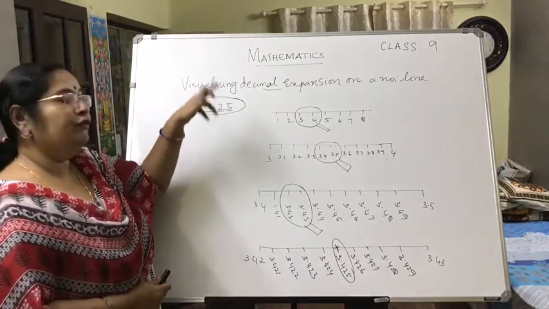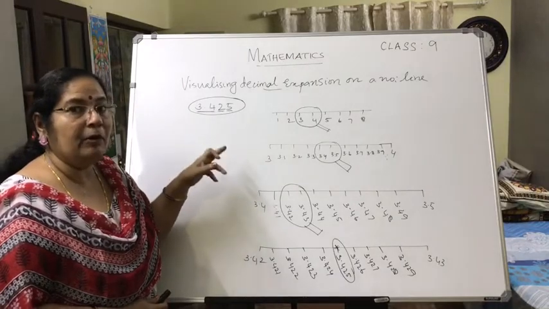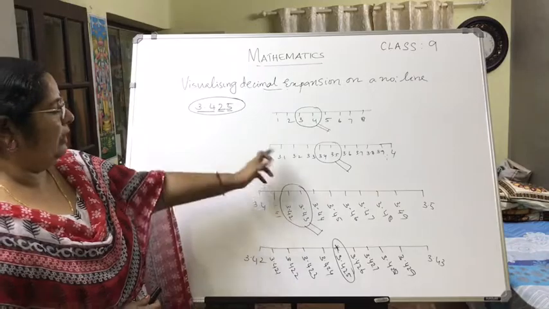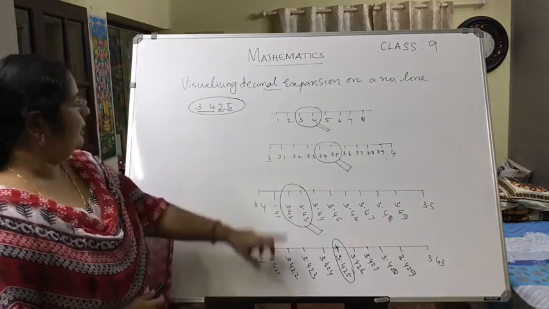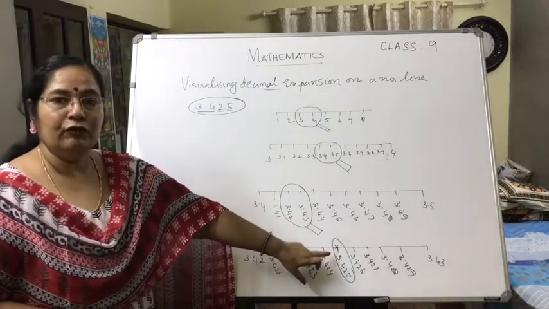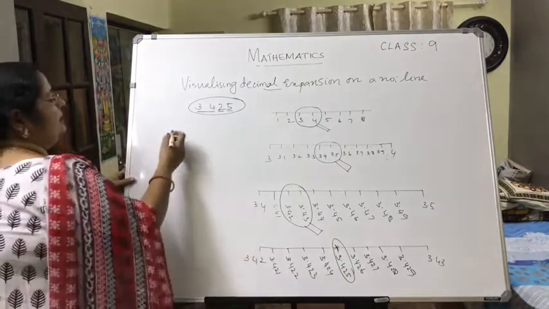So 3.425 means it will lie between 3.42 and 3.43. So between 3.42 and 3.43 we are enlarging, and here you see 3.425. You are getting 3.425. Is that clear?